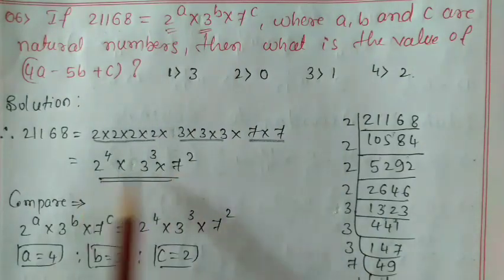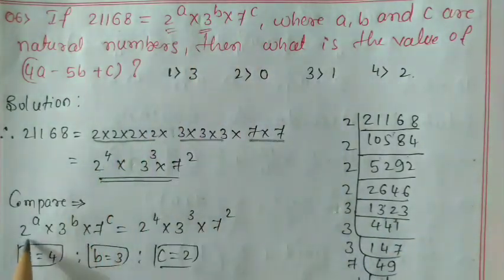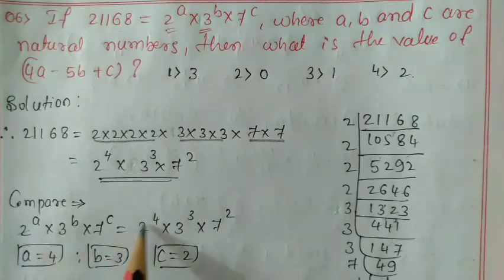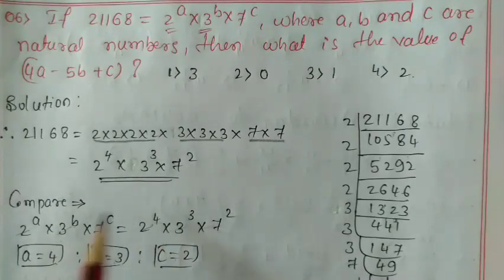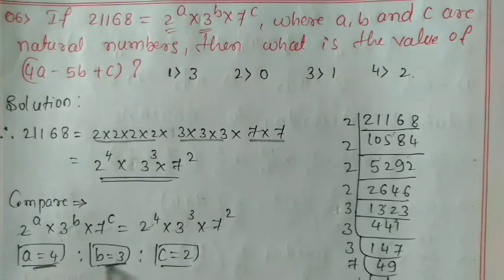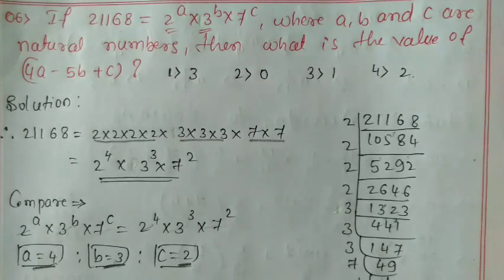Next you can compare this and this. Okay, so 2 to the power a into 3 to the power b into 7 to the power c. You can write this as it is, and also you can write this one. Okay, so here the bases are the same, then if bases are equal, then powers are also equal. That is, a equals 4 and b equals 3 and c equals 2, because here the bases are equal. So then powers are also equal. So you got here a value 4, b value 3, and c value 2.